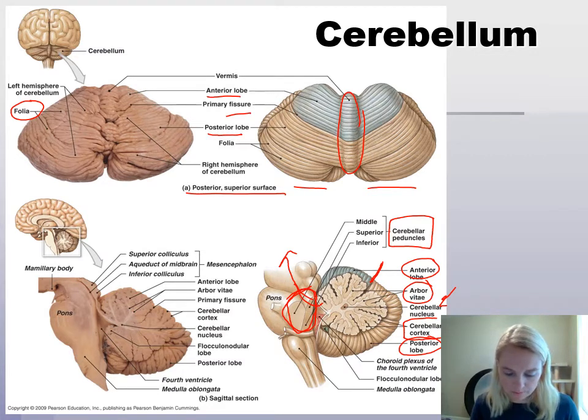In middle connects to the pons. So the middle goes to the pons, which kind of makes sense. And the inferior goes to the medulla. That's a really bad arrow.